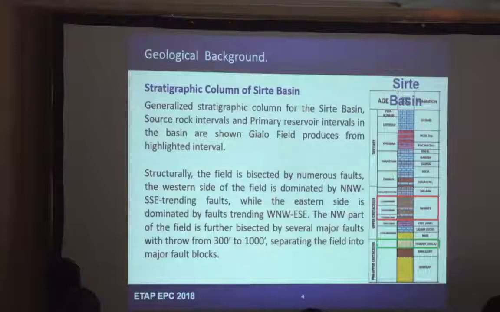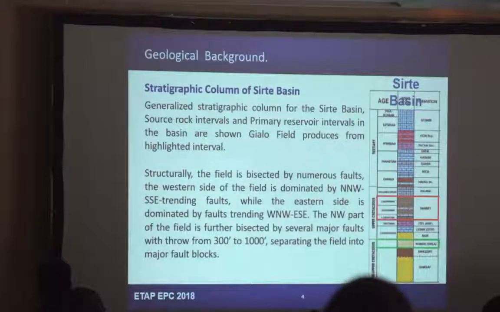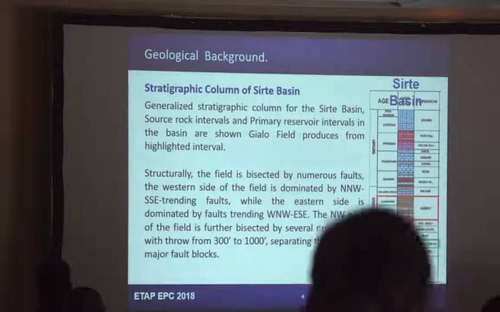As you can see here, our columnar section, and our reservoir and the source rock are highlighted by the red and the green box. Structurally, the field is bisected by numerous faults. The western side of the field is dominated by north-northwest, south-southeast trending faults, while the eastern side is dominated by faulting with west-northwest, east-southeast trends. As well, the northwest part of the field is vertically bisected by several faults, separating the whole field into about 301,000 spacing to the measured fault blocks.